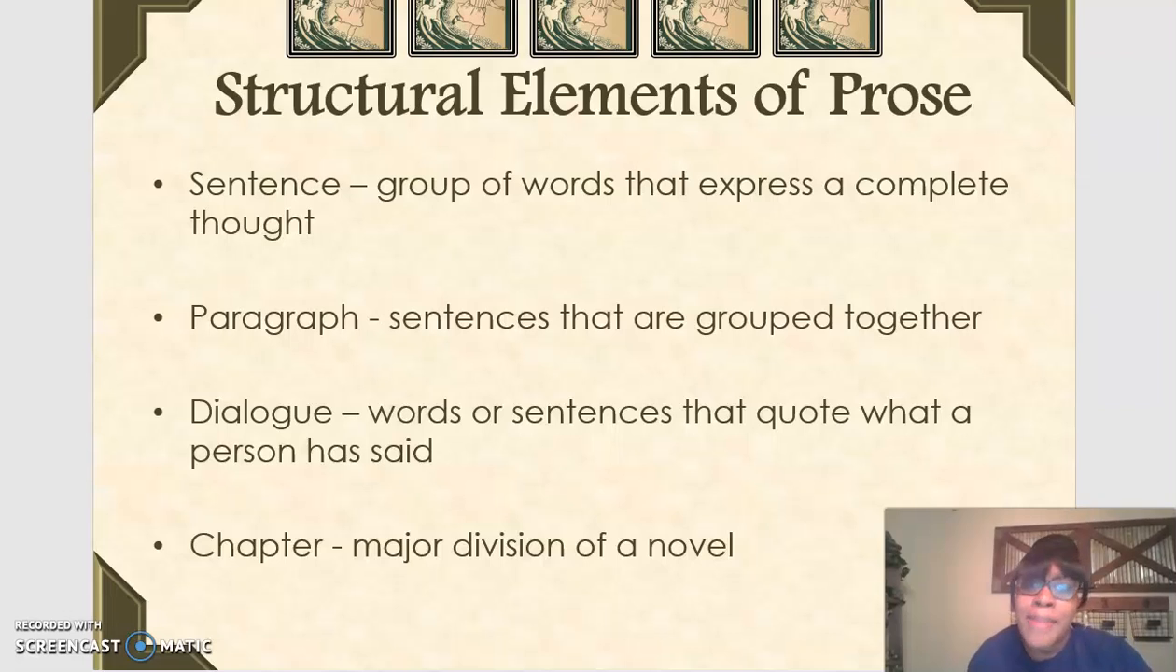Let's look at the structural elements of prose. Prose consists of sentences, paragraphs, dialogue, and some of them may even be written in chapters. When you think about sentences, a sentence is a group of words that express a complete thought. Paragraphs are sentences that are grouped together. And dialogue, as we learned yesterday, are words or sentences that quote exactly what the person or the character has said within a story.